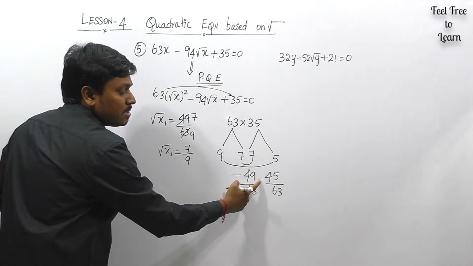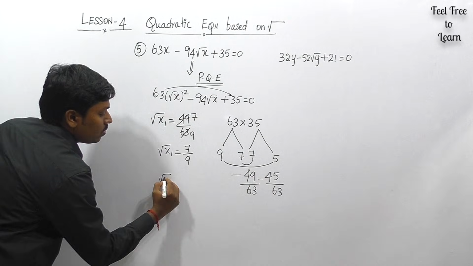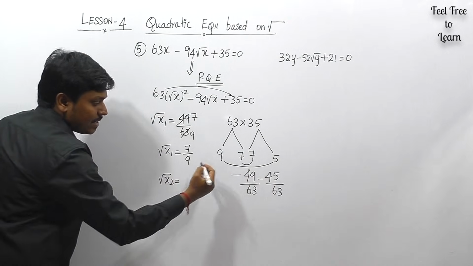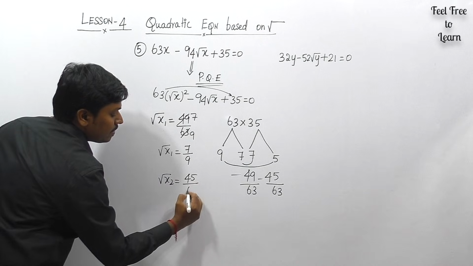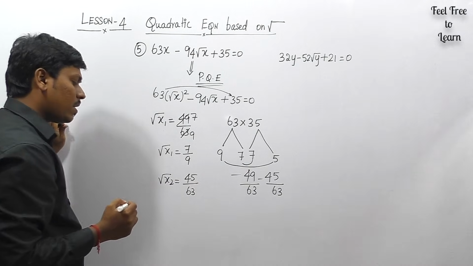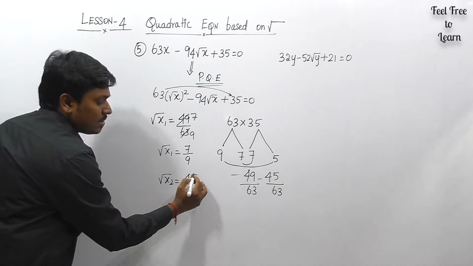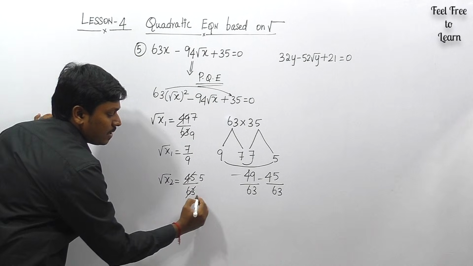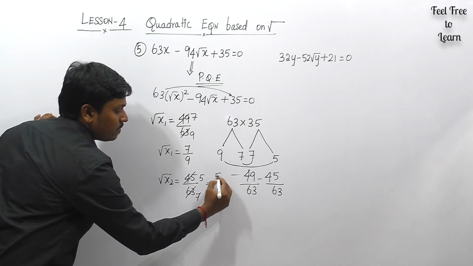Similarly, the next term is minus 45 by 63. So root of x2 is equal to, while writing, change the sign. So 45 divided by 63. I think we can cancel this on 9 table. When we cancel this on 9 table, 9 5s are 45, 9 7s are 63. So finally we got 5 by 7.